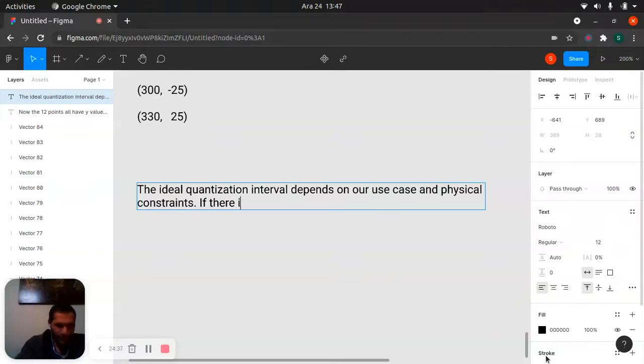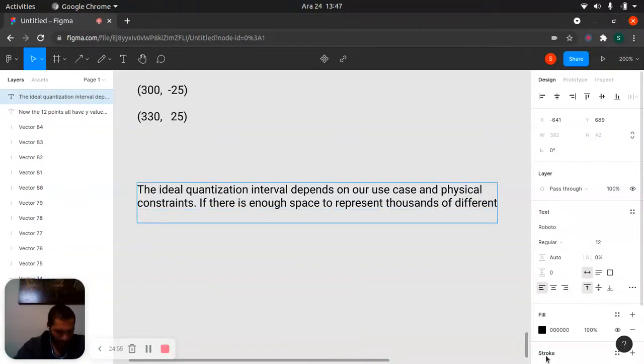If there is enough space to represent thousands of different y values, then we can use a very small quantization interval. What we said here: the ideal quantization interval depends on our use case and physical constraints. If there is enough space to represent thousands of different y values, well, then we can use a very small quantization interval.